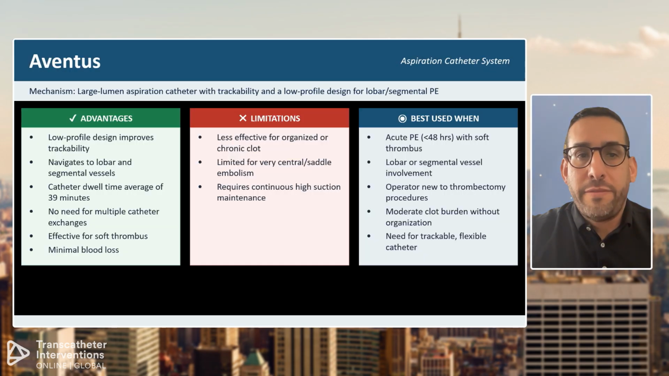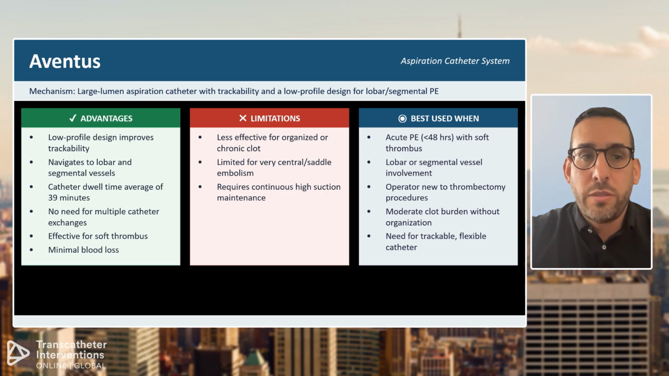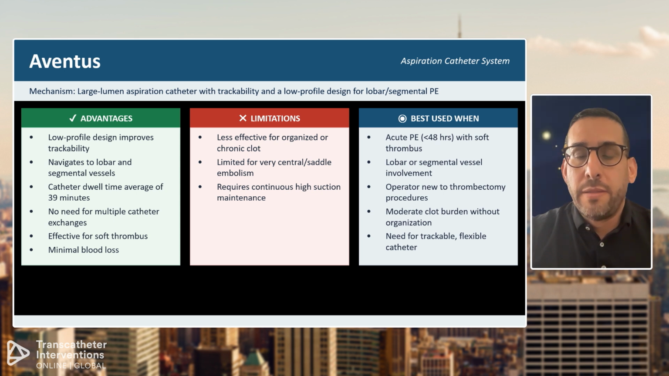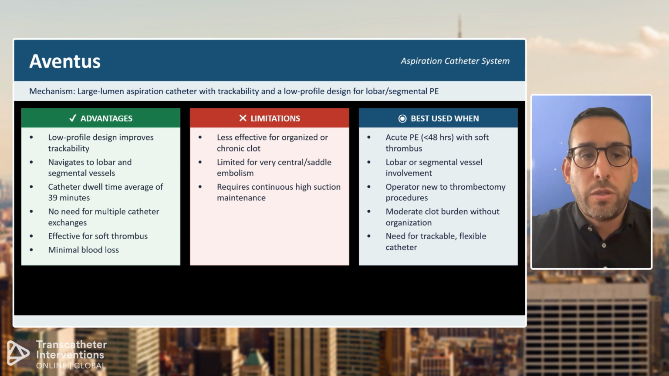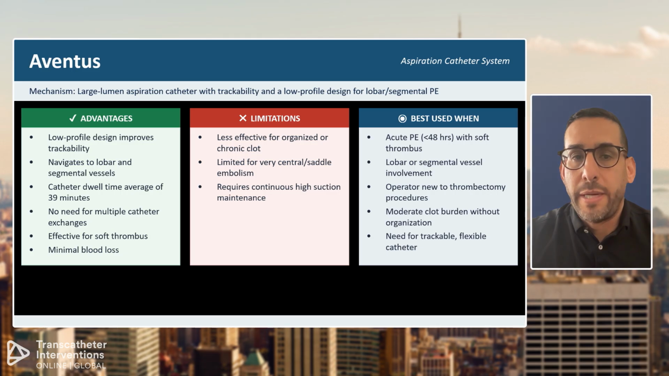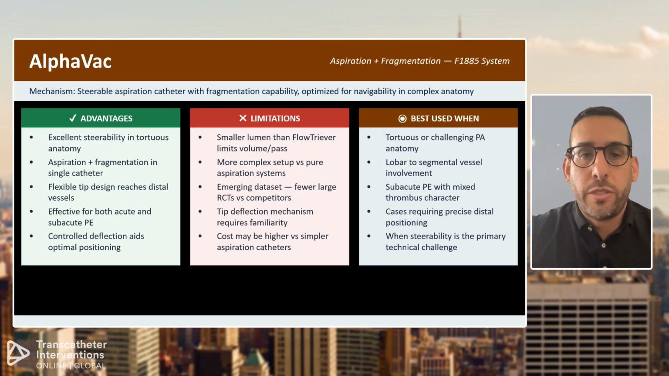The next device is the Aventis. I admittedly have not used this device. This is a large lumen aspiration catheter. It tracks and it has a low profile design targeting the lobar vessels. It's low profile, navigates very quickly. It's been described as good for soft thrombus, less effective for chronic or organized, and not ideal for large saddle embolism. We think we have better options right now. I have not used it, so I can't really speak to the usability or an ideal situation to use it.